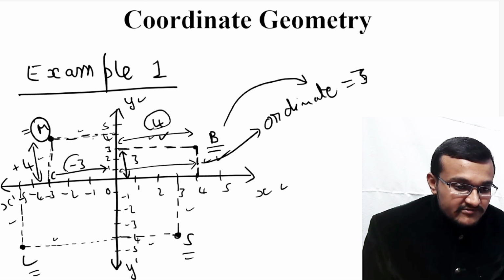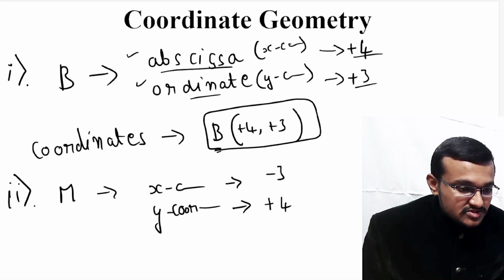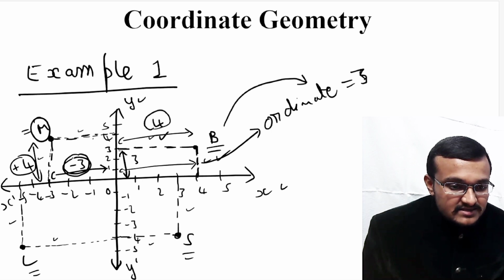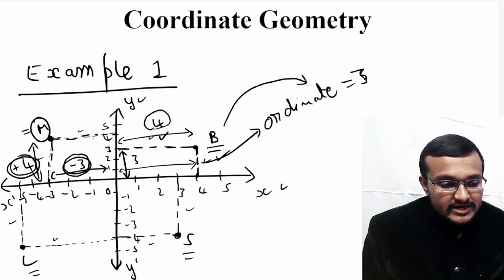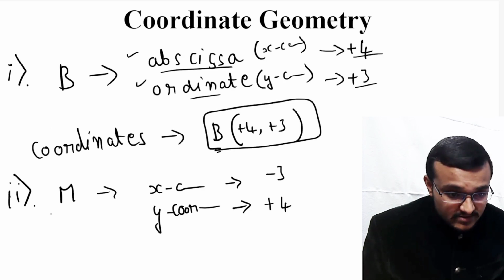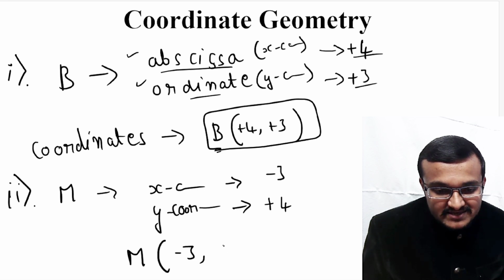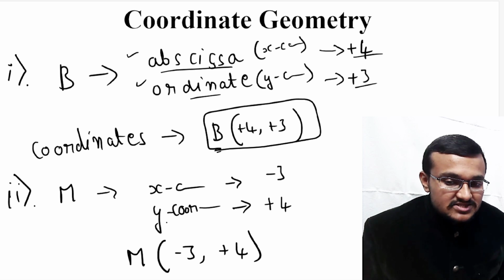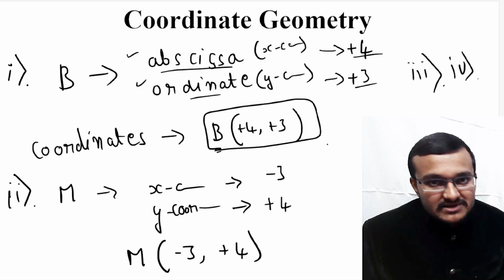So that means here first you have to write the x coordinate number, then you have to write the y coordinate number. So here x coordinate is minus 3, y coordinate is plus 4. Now how to write the coordinate of this particular point M? You can write it as capital M of minus 3 comma plus 4. Like this you can solve the third and fourth questions in this example 1.